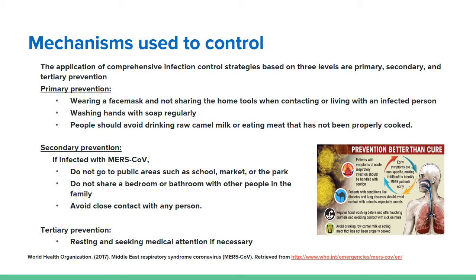Secondary prevention: if infected with MERS-CoV, do not go to public areas such as school, market, or the park. Do not share the bedroom or the bathroom with other people in the family. Avoid close contact with any person. And tertiary prevention: resting and seeking medical attention if necessary.